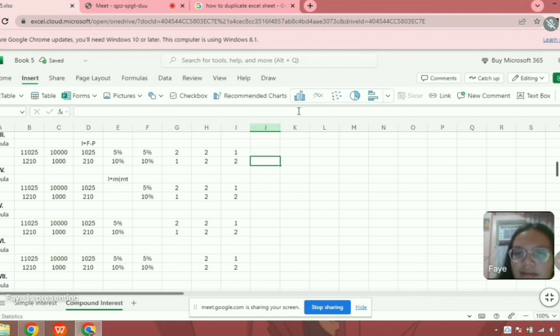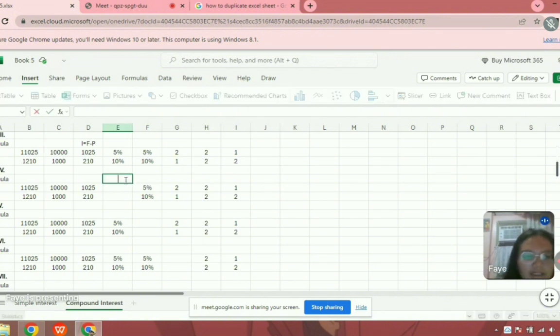Let's see. It won't tap. I'm trying to tap here, but it's not functioning. I cannot type the formula for I, but again the formula for I is equal to M multiplied by the quantity mth root of F over P minus 1.